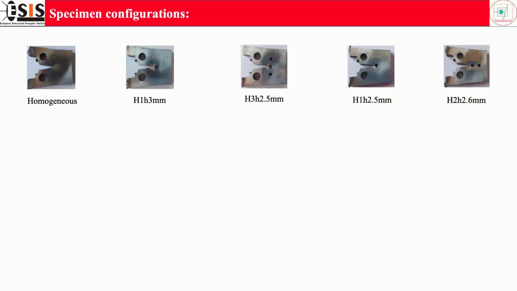For that, we have taken several specimen configurations. The first one is shown as homogeneous. The second is the specimen with a hole of diameter 3 mm. This one is the specimen with a hole of diameter 2.5 mm. Here, three holes are taken. And in this case, two holes are taken horizontally.